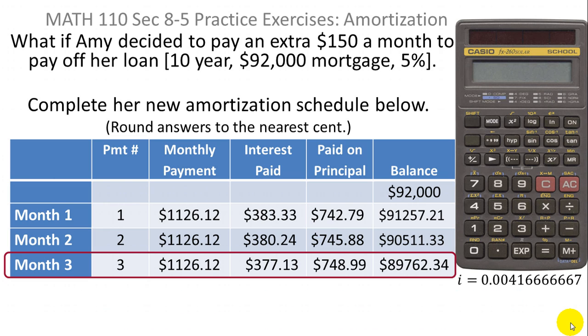So the interest paid is $377.13. The amount paid on principal is $748.99. And at the end of 3 months, Amy owes $89,762.34. If you went back and looked at the previous problem, you'd notice that the balance is going down faster because she's paying more. If you missed any of those, go back and recheck your work, and if necessary, rewatch this video and determine what you were doing wrong.